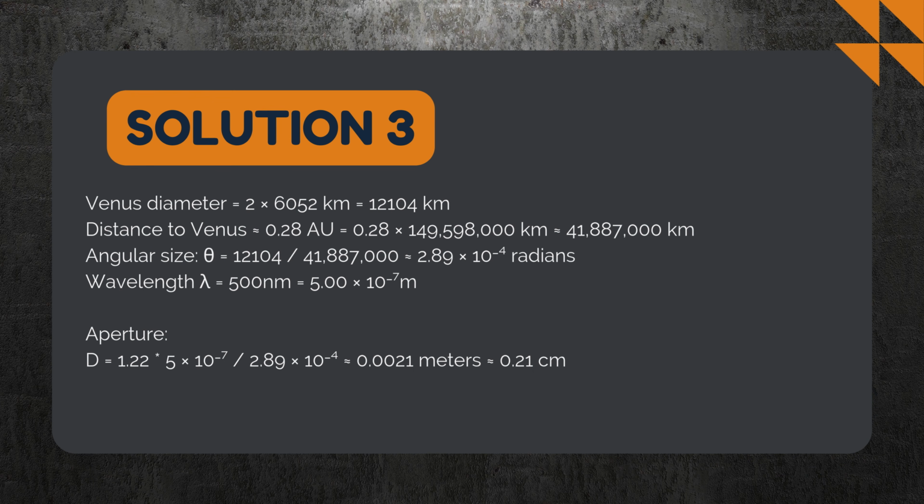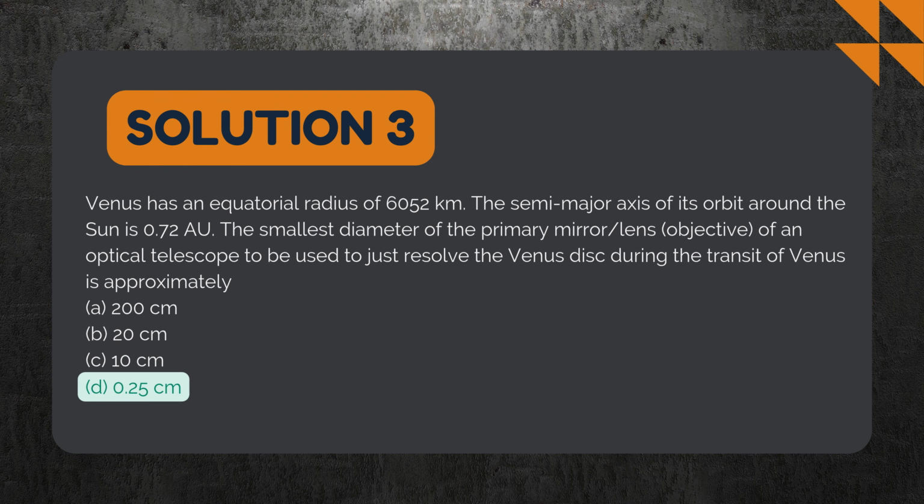Venus diameter is 12,104 kilometers. Distance between Earth and Venus near inferior conjunction is about 0.28 astronomical units, and 1 astronomical unit is about 149,597,870.7 kilometers. Compute the distance in kilometers. Compute the angular size theta of Venus in radians, diameter divided by distance. Substitute the values to find d. The smallest objective diameter is approximately 0.21 centimeters, which is closest to option D, 0.25 centimeters.